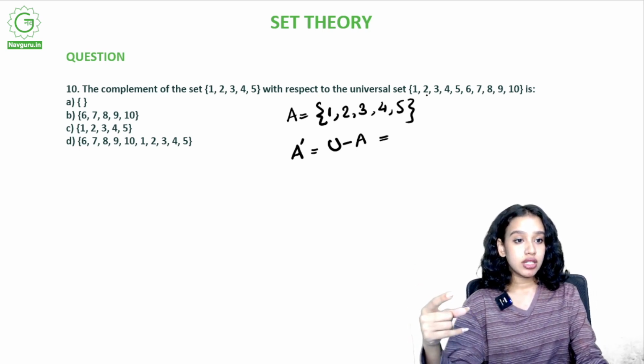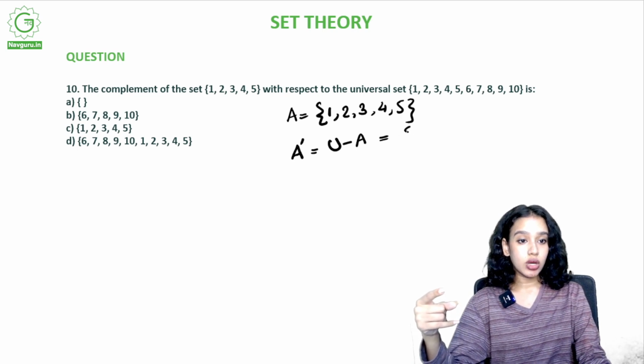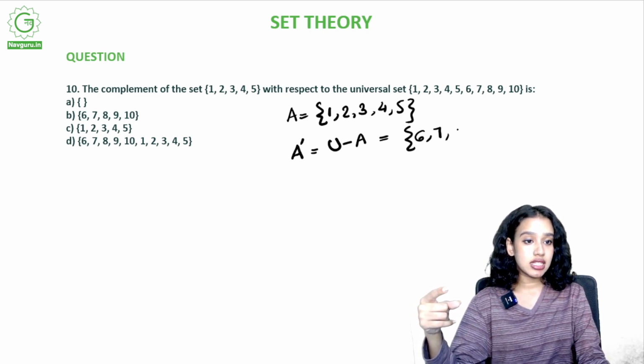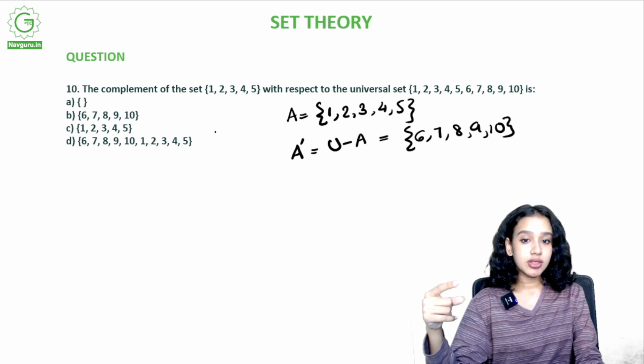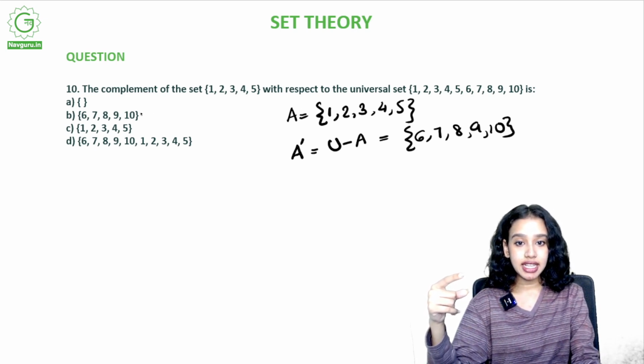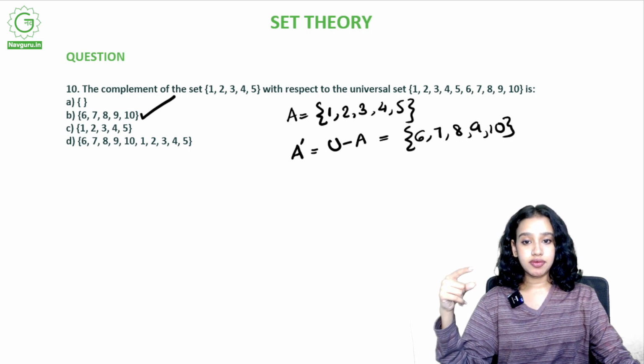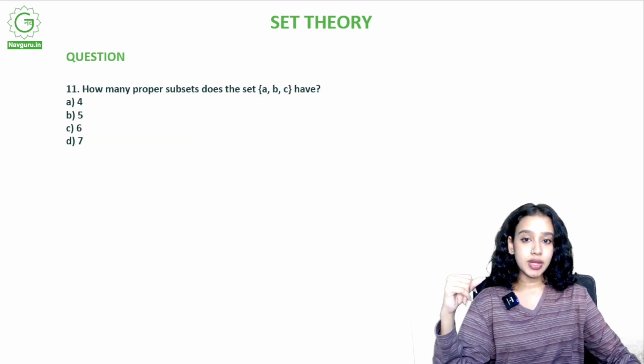So we have 1, 2, 3, 4, 5 in the universal set and in set A, so the remaining is 6, 7, 8, 9, 10, right? So 6, 7, 8, 9, 10 is the right answer. Now let's move on to the next question.